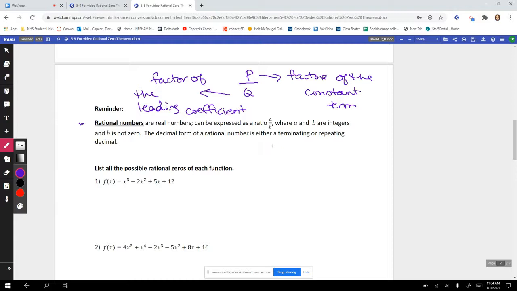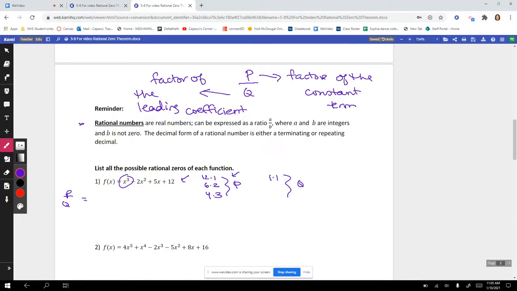First of all, remember we're going to have P over Q, and our factors of 12: 12 and 1, 6 and 2, 4 and 3. Our leading coefficient there is 1, so that's our Q value, our denominator, and these are all our P values. Remember, the factors could be positive or negative. We're not going to list them separately here, but we are going to keep that in mind when we list our final answer for possible zeros.